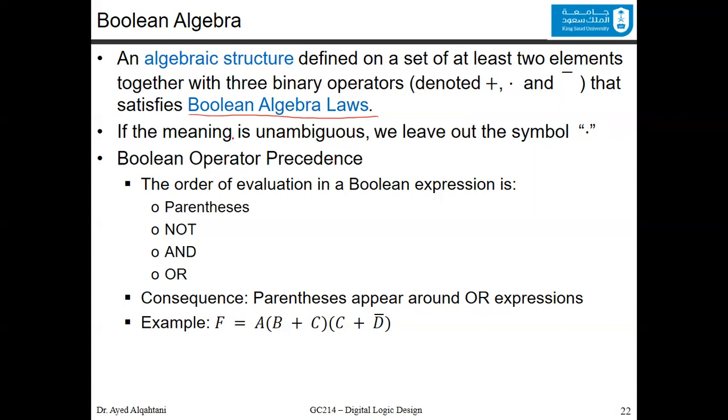If the meaning is unambiguous, we leave out the symbol of the AND. And this is what we are going to do. If you have an AND, we can put the AND symbol, which is the dot, or we can take it out.